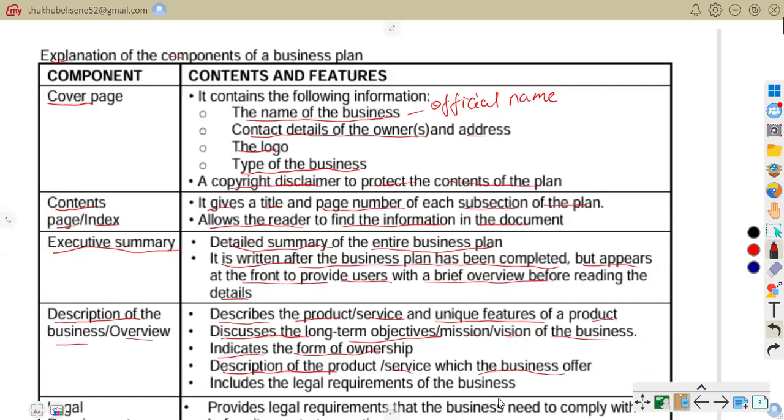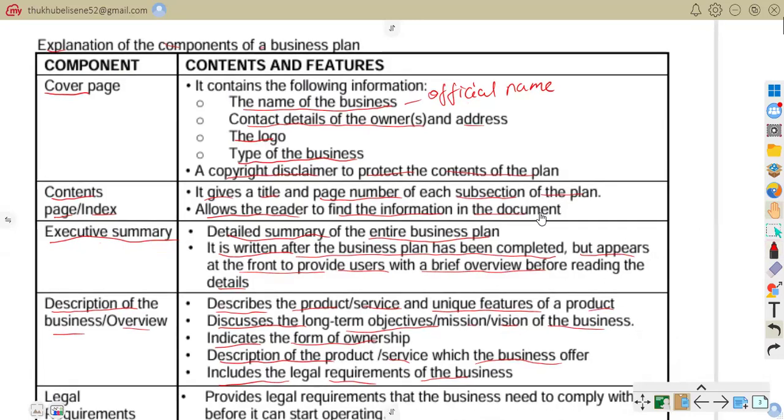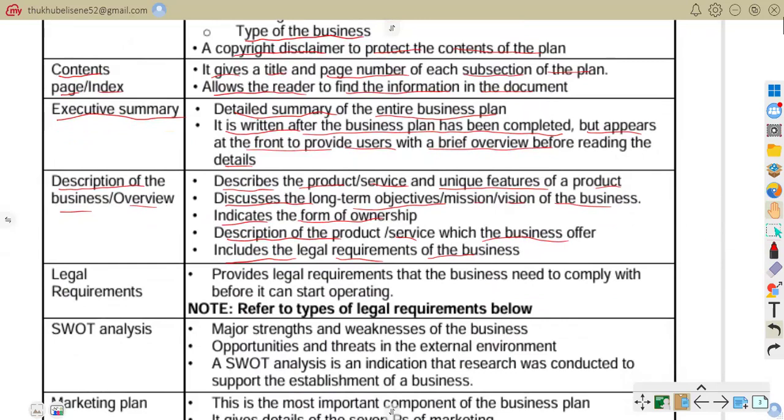So it explains exactly what the customers can buy. For example, cake, bread, coffee. That is that. It includes the legal requirements of the business. So it identifies the laws and regulations the business must follow. For example, registering the business and obtaining a trading license. So that is that. Now let us move on to another component, which is legal requirements.